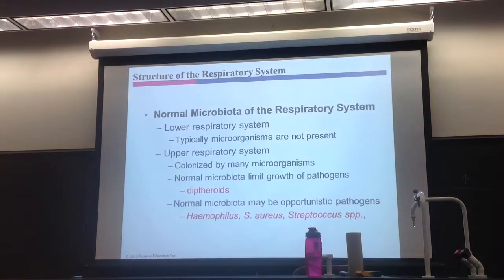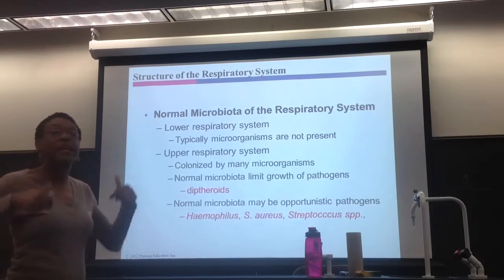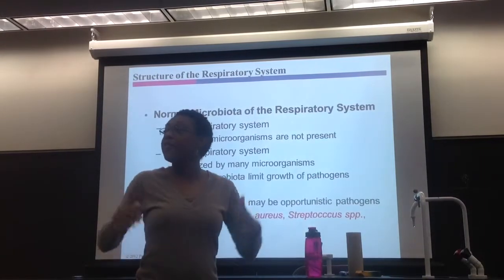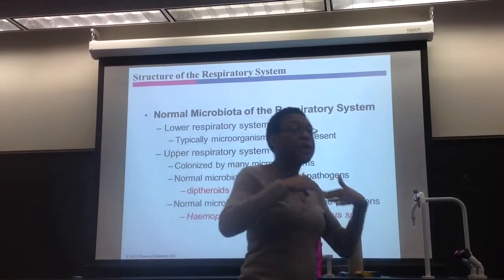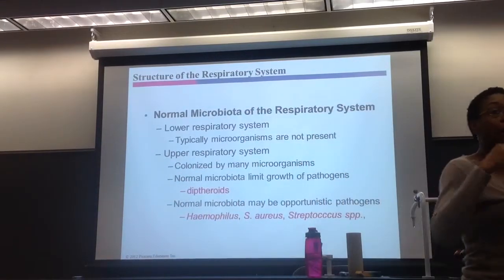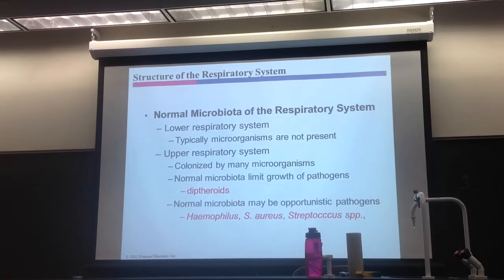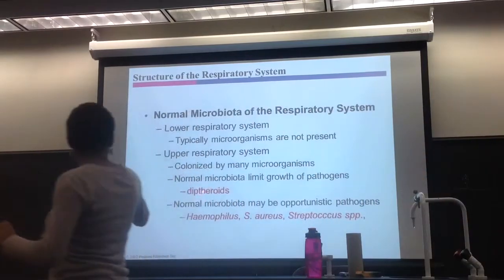Okie dokie. Now, in terms of the normal microbiota in your respiratory system, the only normal microbiota that you'll find is going to be in the upper respiratory tract. The lower respiratory tract should be axenic. Axenic means without bacteria, without fungi, without viruses. So the lower respiratory tract should be sterile. If there's anything down there, you're in big trouble. You're sick. But you have lots of bacteria in the upper respiratory tract. I gave you some examples.